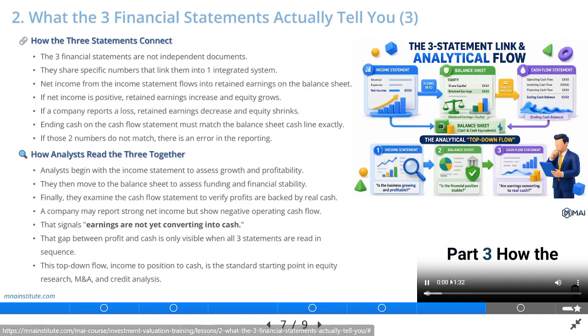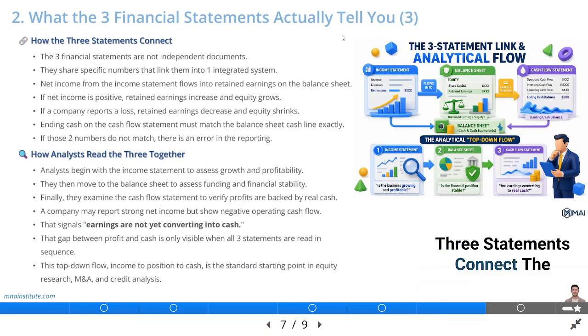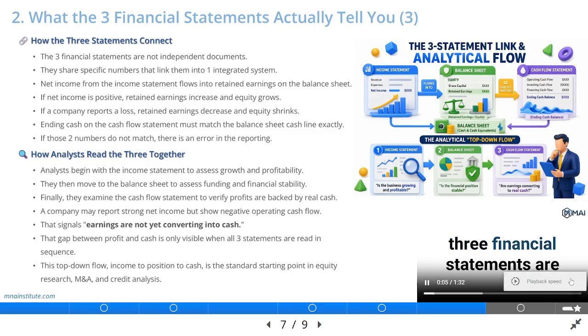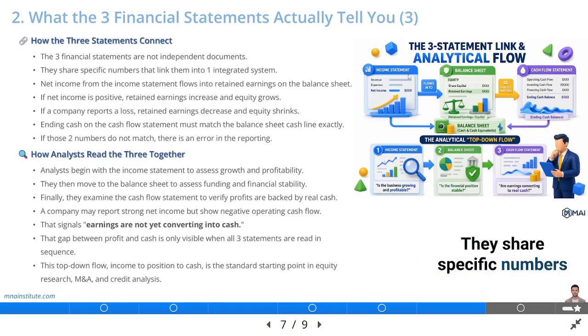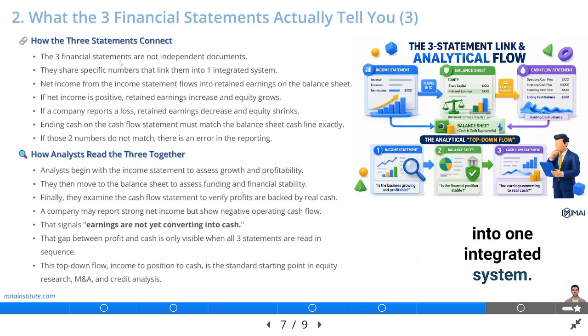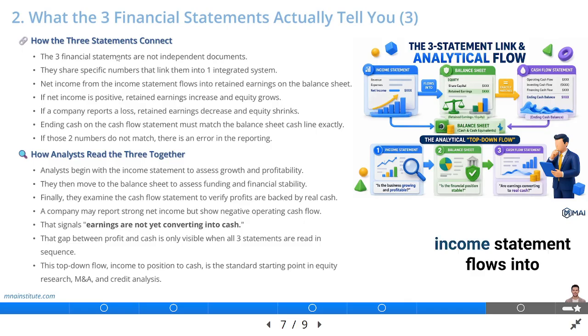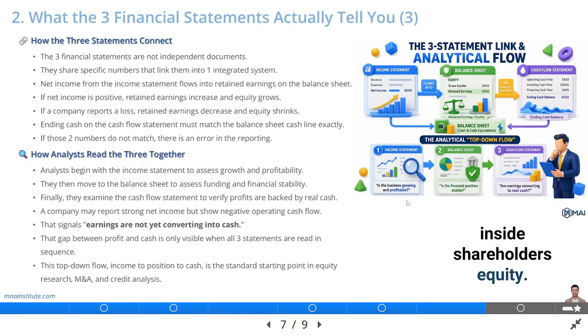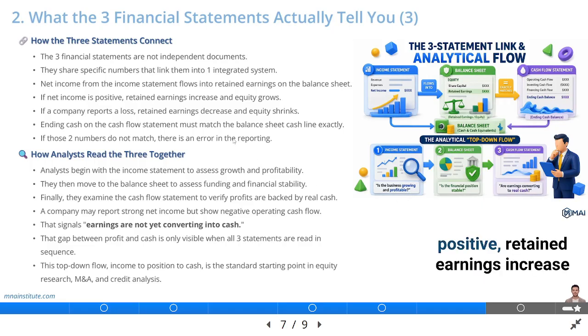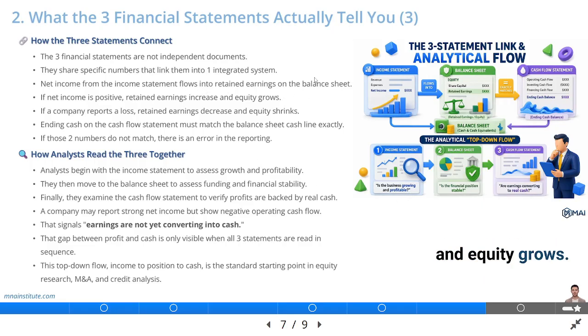Part 3. How the three statements connect. The three financial statements are not independent documents. They share specific numbers that link them together into one integrated system. Net income from the income statement flows into retained earnings on the balance sheet, which sits inside shareholders' equity. If net income is positive, retained earnings increase and equity grows. If a company reports a loss, retained earnings decrease and equity shrinks.